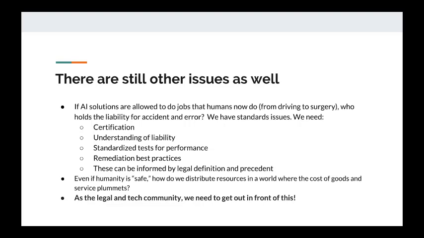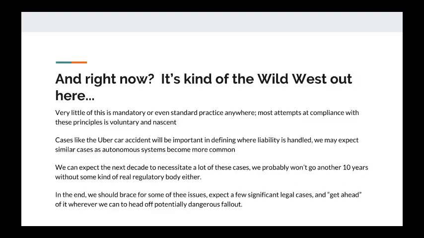So as a legal and tech community, we need to get out in front of this. And right now it's sort of the Wild West. Very little of this is mandatory. Very little of this is absolute standard practice. Attempts at compliance with these ideas start to be on the individual to implement. I see some of the larger employers start to develop policy. I think people in the legal and philosophical space should definitely be involved in those conversations, and maybe even leading them.